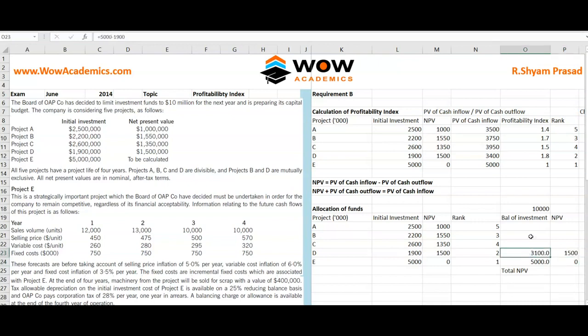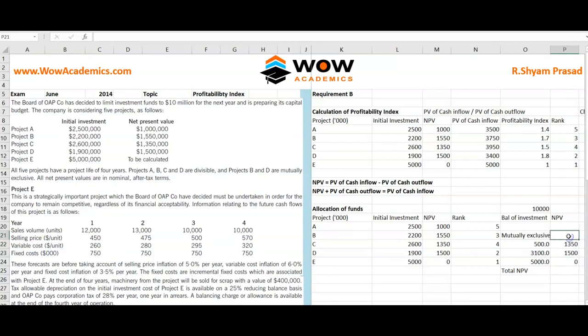So the next one is B. We can't invest in B because it's mutually exclusive. So B and D are mutually exclusive. That is what we have found here. Okay, so B we can't invest, but we can invest in C because C is the fourth one. So we have 3,100 in hand, and we can invest 2,600. So we still have 500. So we'll get the total NPV because we are investing our full investment.